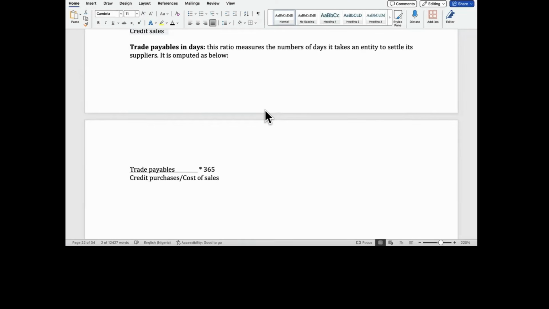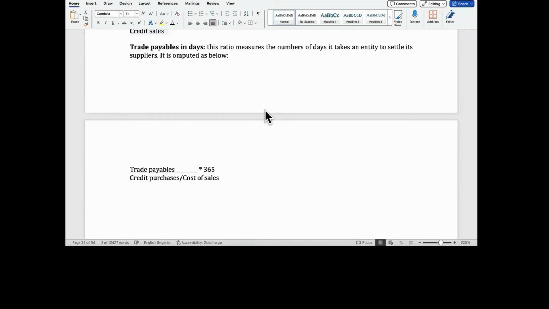And additionally, when you pay your suppliers as quickly as possible, it gives the supplier a good impression about you, and the guy will even extend more trade credit to you. It will give you more credit that you can use as a business, and it really improves your reputation as a business.